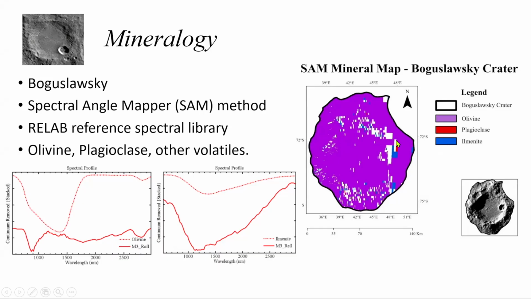And some pixels were classified as plagioclase and other elements like ilmenite and a few others. So here also we can see the spectrum of M3 data, the reflectance from the crater. Mostly this purple indicates olivine, and the spectra of olivine, and also the spectrum from the library. Both the profiles of olivine and ilmenite are shown here.